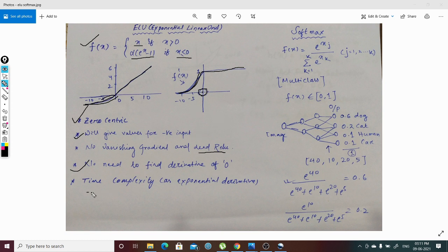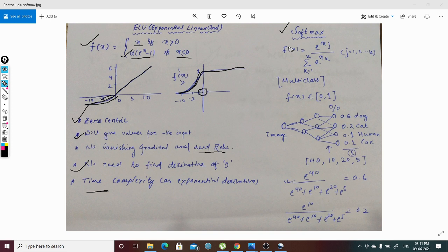The time complexity would be a little higher, because here we are using exponential values. So the time complexity would be more compared to ReLU, Leaky ReLU or parametric ReLU. Okay, so next we discuss the softmax activation function.